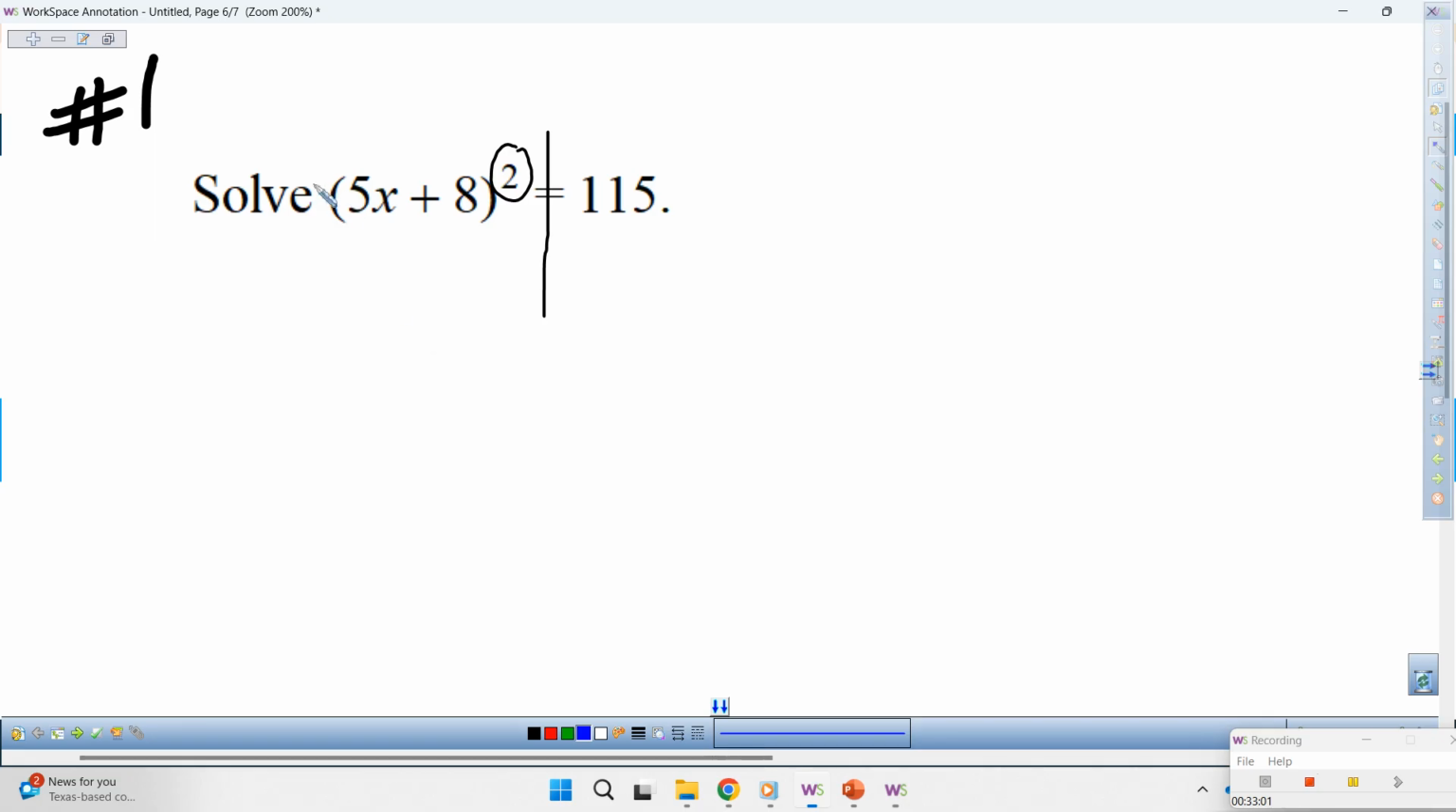Square root, that is correct. Square root of this side and square root of this side. That cancels that. We're left with 5x plus 8 equals, since we can't get a perfect square root for that, I'm just going to write plus minus square root of 115.